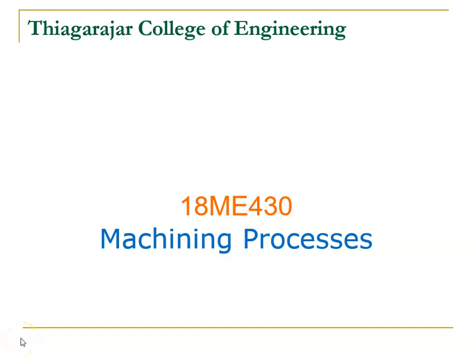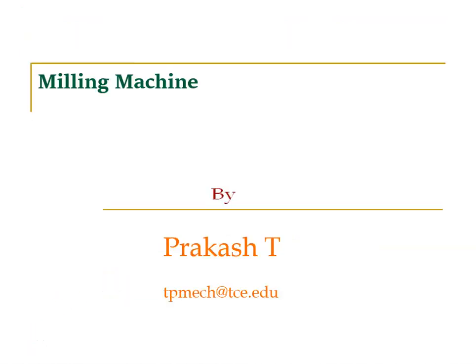Okay, so our course is machining process, right? So we started the milling machine. In the previous class we discussed types of milling: what is meant by milling, and then types of milling. We know that we have two types of milling, namely up milling and down milling. Both do the same process. It removes the unwanted material from the workpiece.